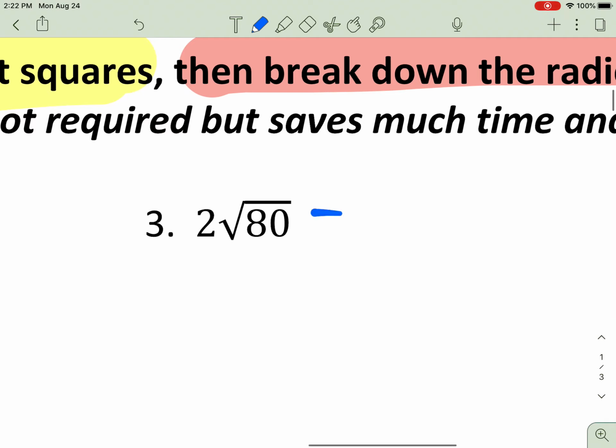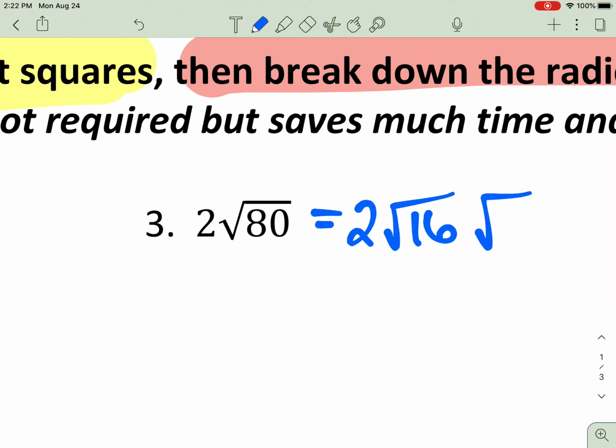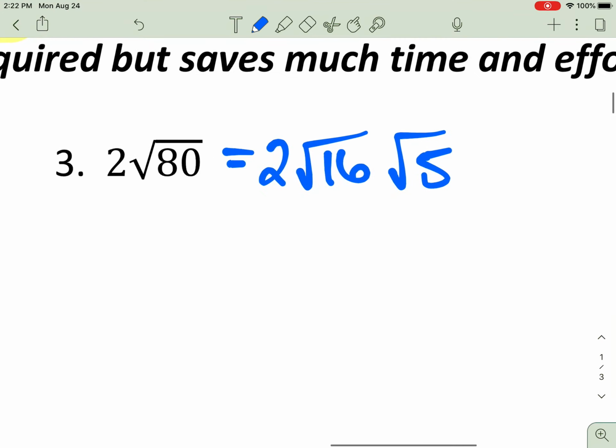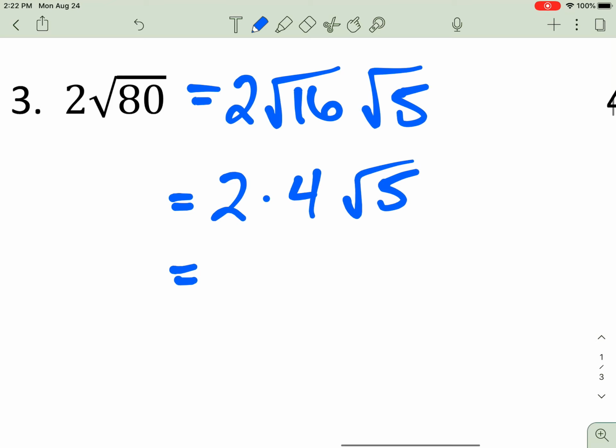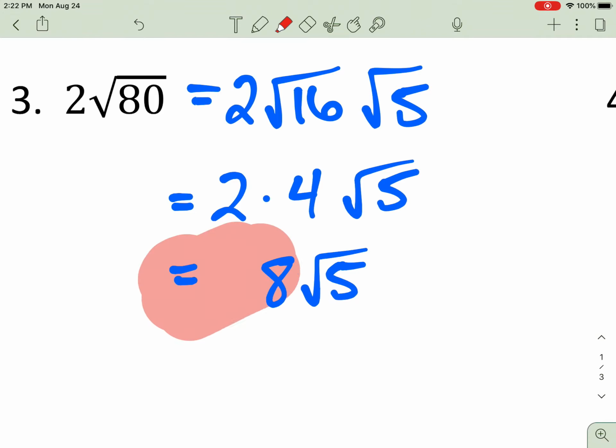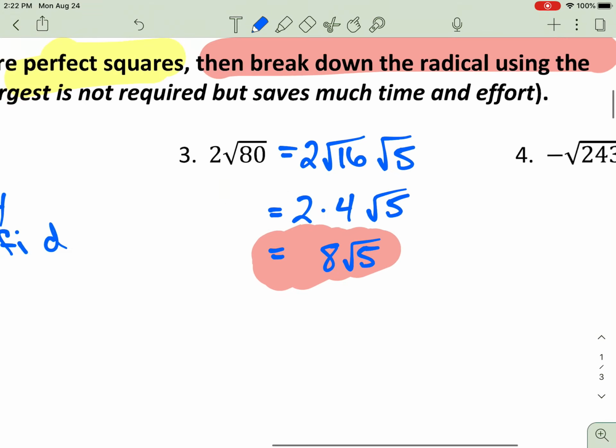So again, you could use your calculator for this, but this is going to be equal to 2 radical 16 times radical 5. 16 breaks down. The square root of 16 is a whole number. It's 4. So we're going to simplify that. So now you have 2 times 4 times radical 5. So this would be 8 radical 5. And again, 5 does not have a perfect square that goes into it, so it's already simplified.